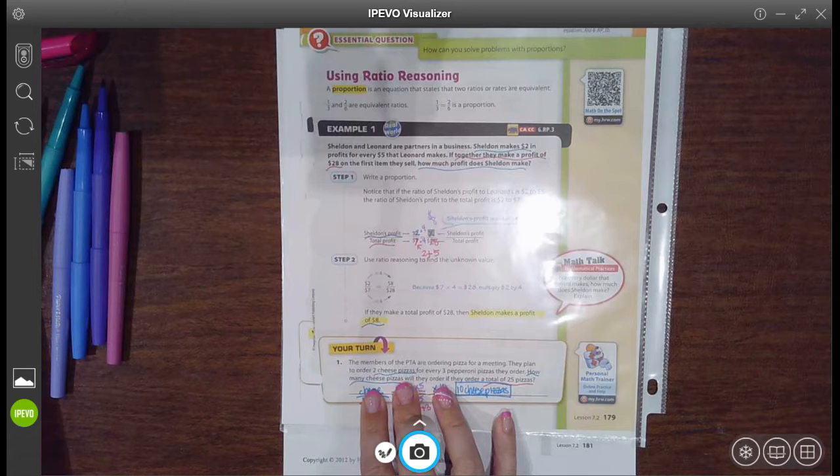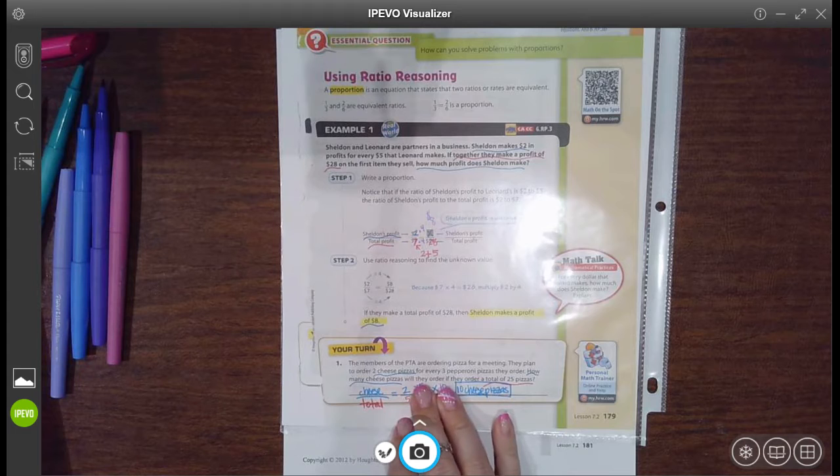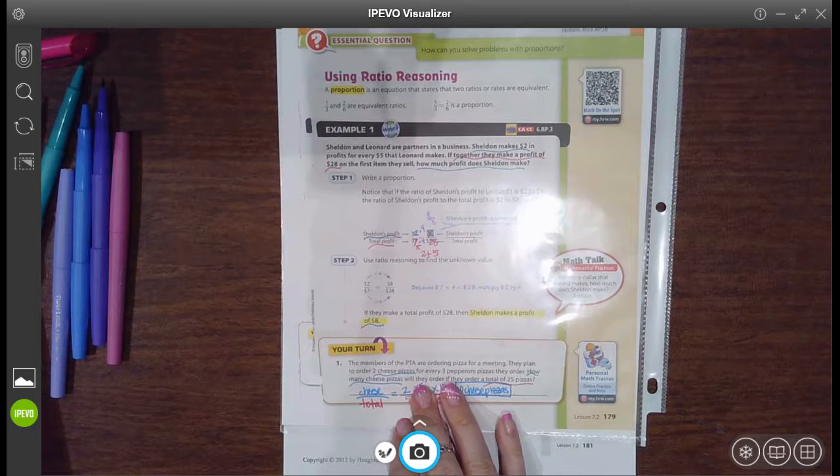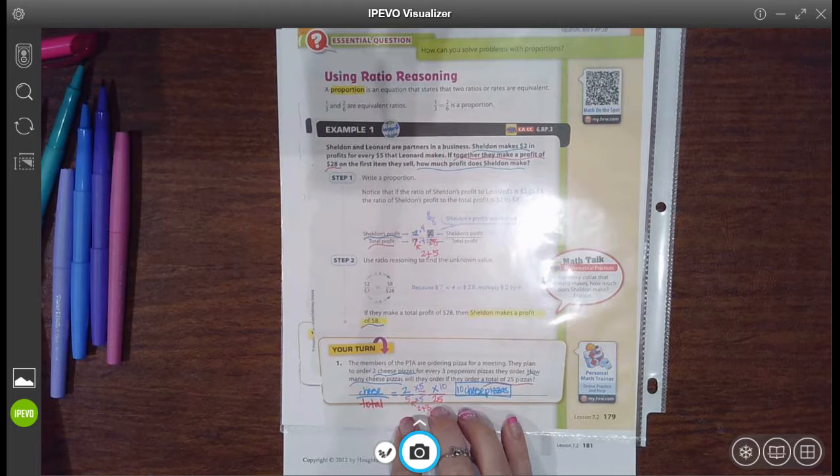Well, the first sentence says that when you order 2 cheese pizzas, you order 3 pepperoni pizzas. So then at that point in time, what's the total? You have 2 cheese and 3 pepperoni for a total of 5. So when you have 2 cheese pizzas, you're also going to have 3 pepperoni, so you have a total of 5 pizzas. Then my next sentence says, how many cheese pizzas will they order if they order a total of 25 pizzas? We don't know. That's my unknown, my X. So what is the number of cheese going to be if I have a total of 25?